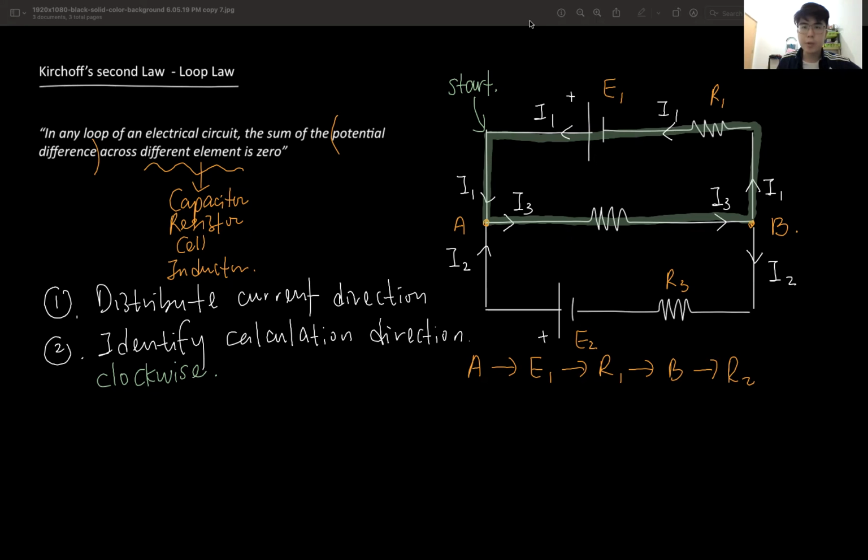First, we go to the right. Clockwise, am I right? So we go to the right. Now, look at the current direction. Label the point that is positive and negative.